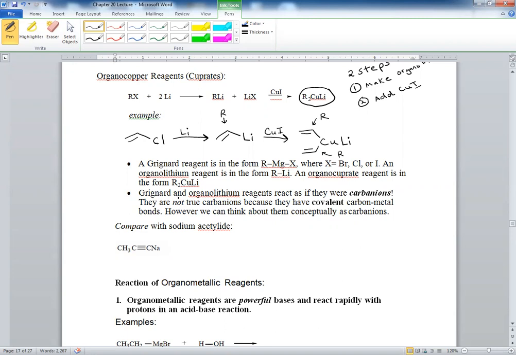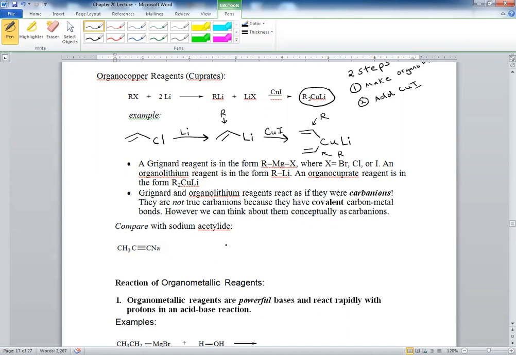Organolithium and Grignard reagents react as if they were carbanions. They are not true carbanions because they have covalent carbon-metal bonds. However, we can think of them conceptually as carbanions, as we will examine with acetylide anions. So pay attention to acetylide.